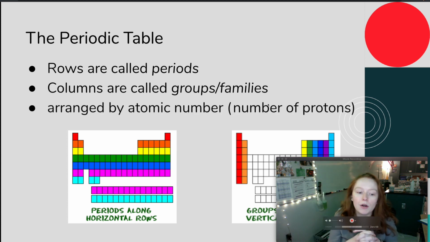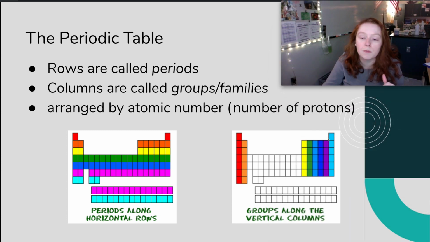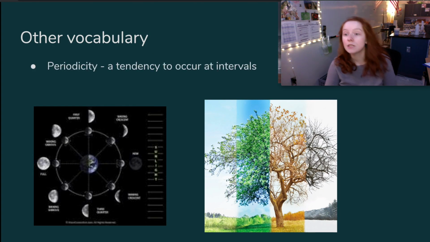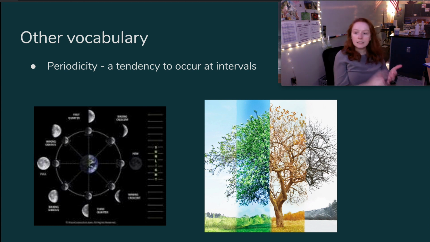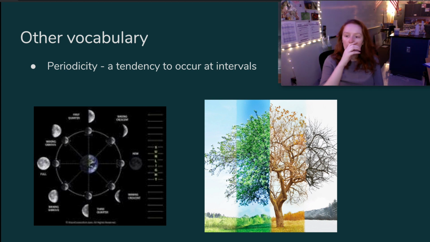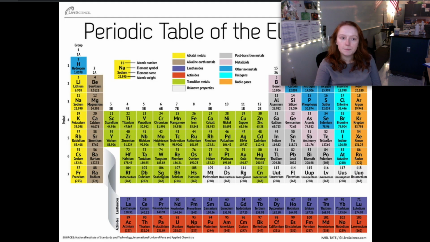The other thing that you need to know is that the periodic table is arranged by atomic number. So it goes across and down from top to bottom, by number of protons. Another word is periodicity, which is a tendency to occur at intervals. So things like the seasons, the moon phases, and the tides are all periodic. They occur at a regular interval. And the properties on the periodic table occur at regular intervals as well.